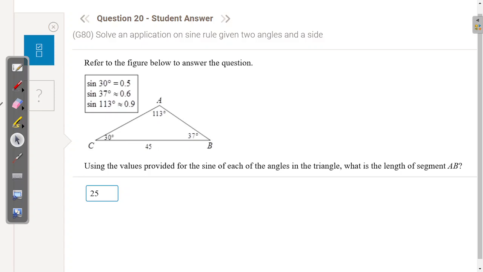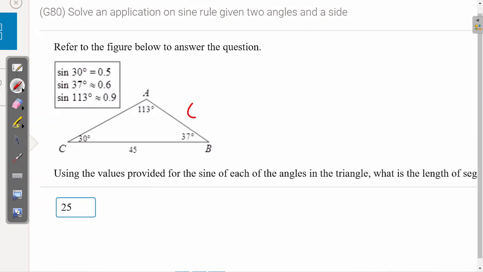Okay, they want AB. AB is small c. AC will be small b because it doesn't have B. CB doesn't have A, so it's going to be small a. So to find the small c, you use sine C.